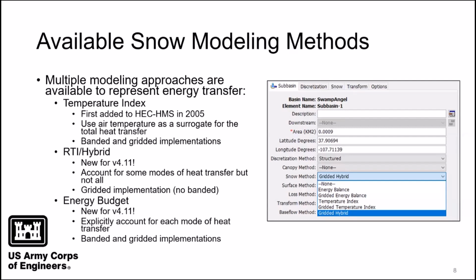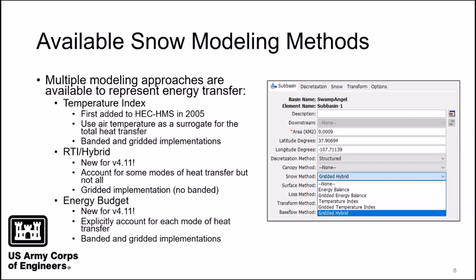So the temperature index method is very simplified, but very useful, and it uses temperature as the only surrogate for energy input into the snowpack. We have both banded and gridded implementation in HMS.